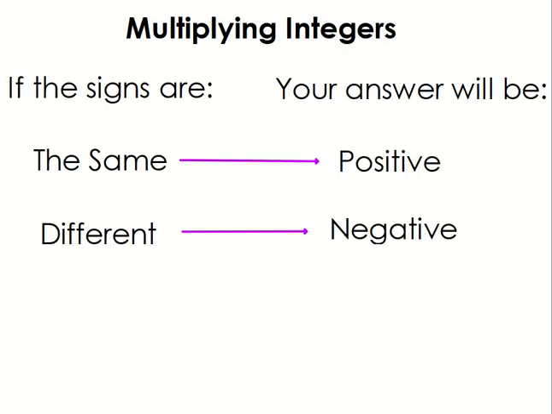So here's our rule for multiplying integers. If the signs are the same, your answer will be positive. So if they're both positive, it'll be positive. If they're both negative, it'll actually be positive. And then if the signs are different, so one positive and one negative, it'll be negative.